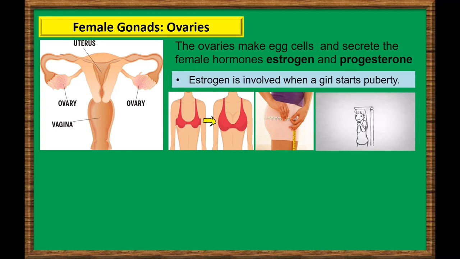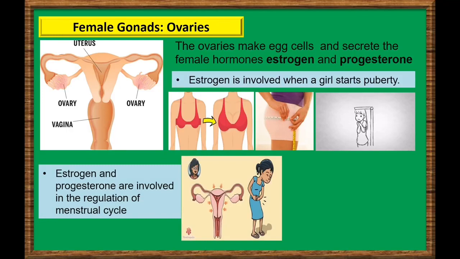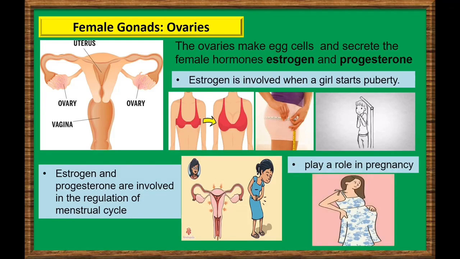Estrogen and progesterone are also involved in the regulation of a girl's menstrual cycle. These hormones also play a role in pregnancy.